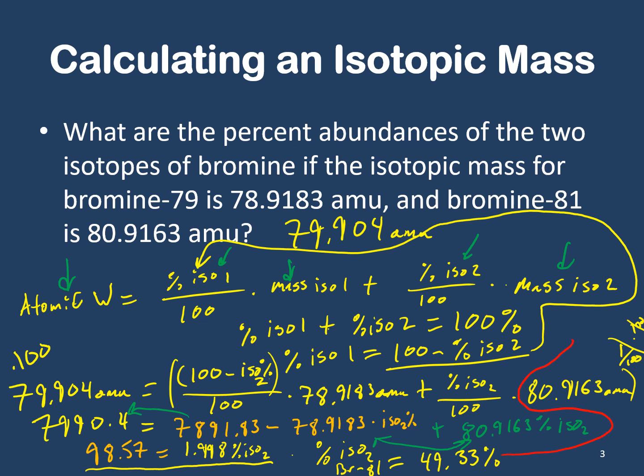I can then just take this value and plug it back into this equation here. There we go. And get my percent of bromine 79. So we know our percentage of isotope 1 is basically equal to 100 minus 49.33. So this gives me 50.67%. So just to clear everything up, Br 79 has a percentage of 50.67%, whereas Br 81 is 49.33%.